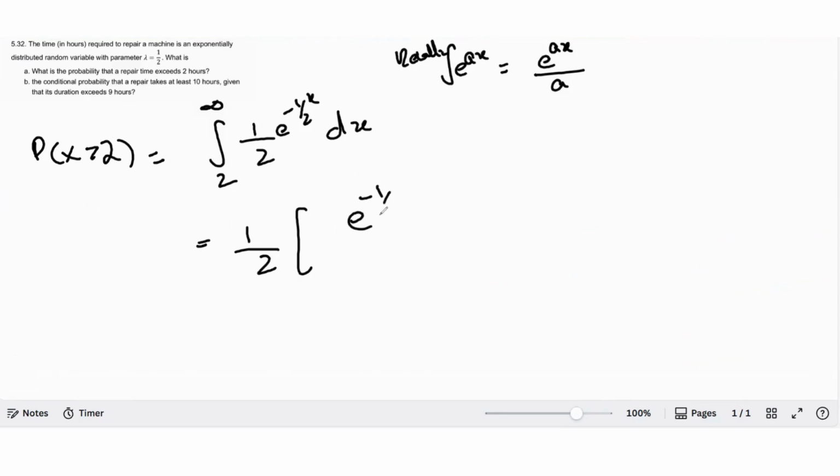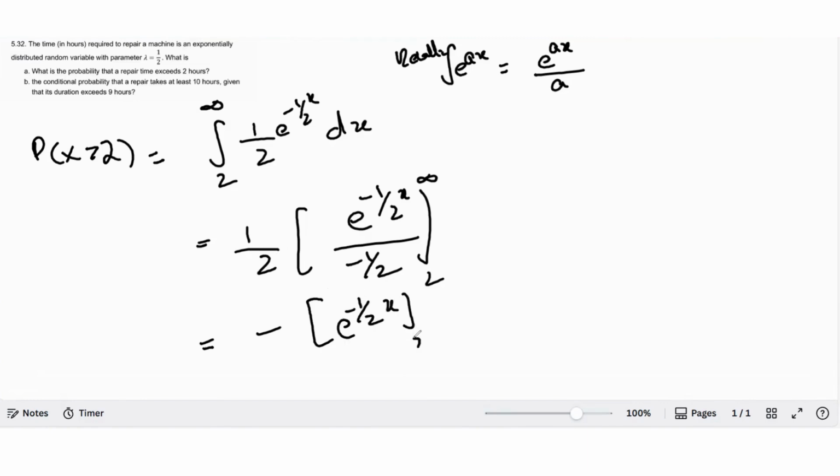Right, so this we can write as minus 1 by 2x divided by minus 1 by 2, from 2 to infinity. Then you just simplify this a bit: we'll simplify this minus 1 by 2 with this 1 by 2 over here. And then this becomes e to the power minus 1 by 2x, from 2 to infinity. Now we'll just plug in the limits.